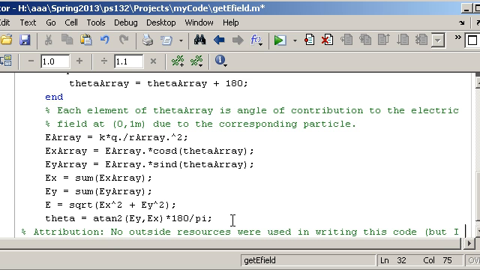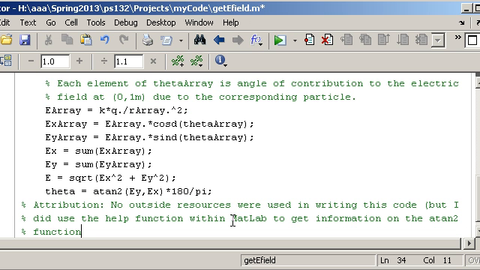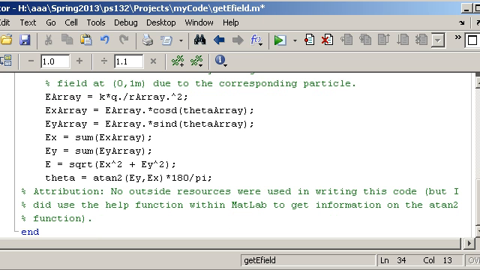But I did use the help function within MATLAB to get information on the ATAN2 function. Okay, no outside resources were used to write this, but I did use the help function within MATLAB to get information on the ATAN2 function. Alright.